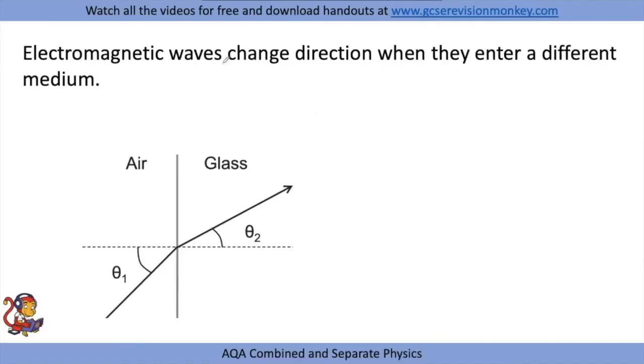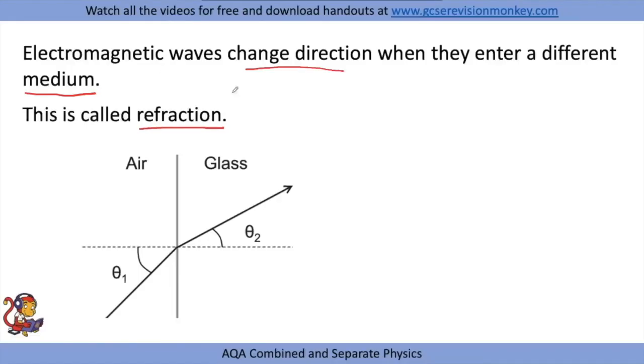All electromagnetic waves change direction when they enter a different medium. So you can think of this as a different material. This is called refraction. So refraction is when waves change direction when they enter a different medium. Here you've got the medium of air, and here's your barrier, and on the other side you've got glass. So air and then glass.